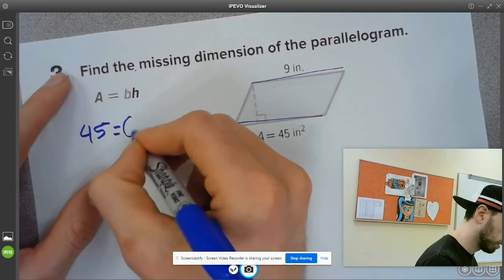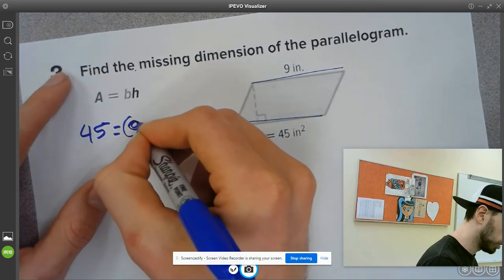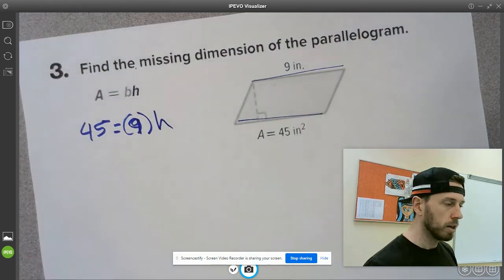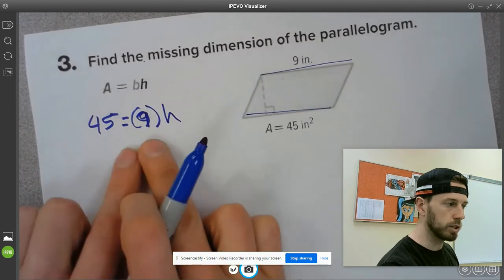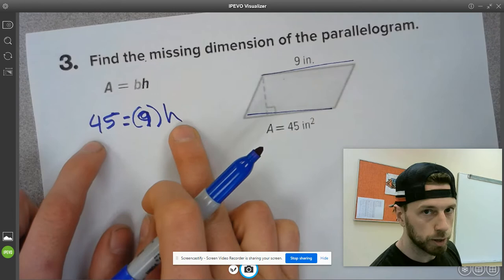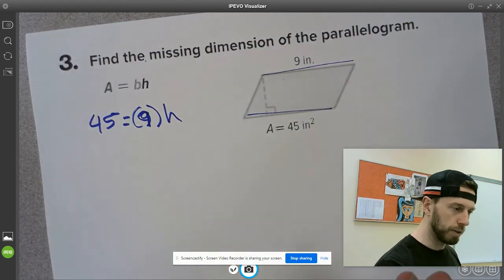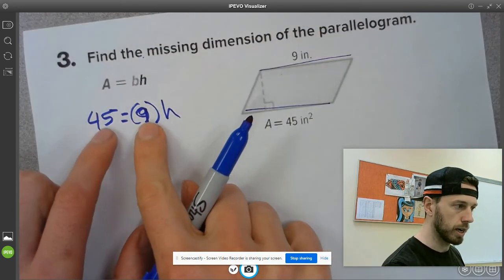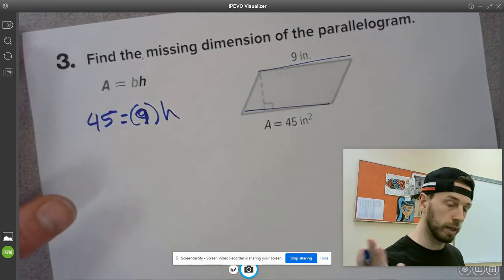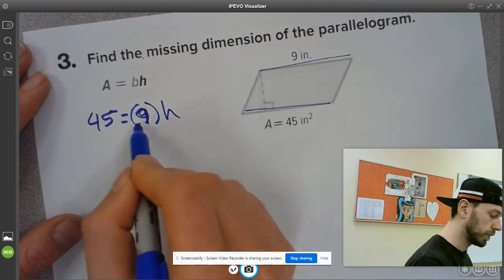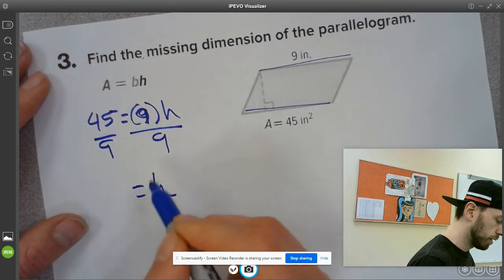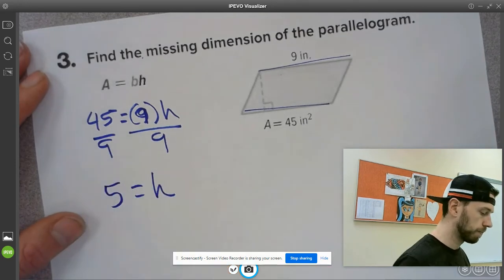I'm going to put an H, so it's 9 times h. And this is the height that we're missing, right? So essentially what we're looking at here is an equation that says 9 times something will give you 45. And if you could figure that out, then you would know what the height of the figure is, given its area and its base. Well, if you went to solve this, which is a one-step equation, if h is being multiplied by 9, we would divide by 9. We'd find out that h is equal to 45 divided by 9, which is 5.